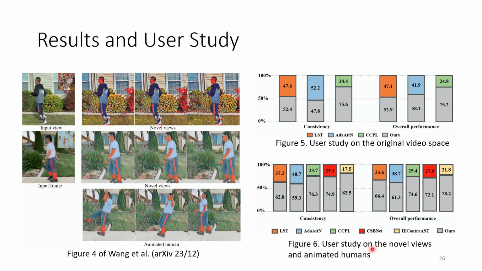However, if they take the novel view and animated humans into consideration, then they show their performance in terms of the human subjective scores is better than existing methods. That is the support for their paper. They need to persuade the reviewers that our method is better than existing methods, so that it has the value to be published.